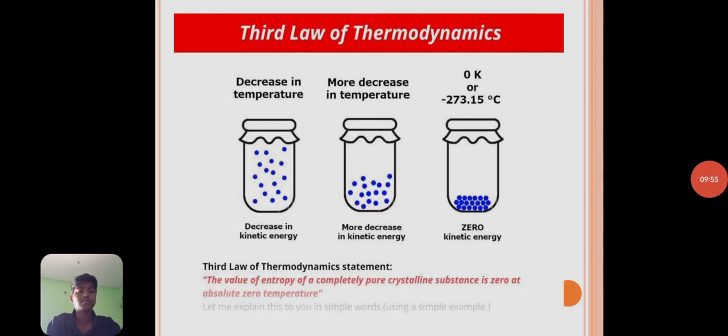As you can see in the first figure, the molecules have a little bit of movement. In the second figure, the molecules almost have zero movement, and in the third figure, the molecules are completely at rest. That is no kinetic energy.